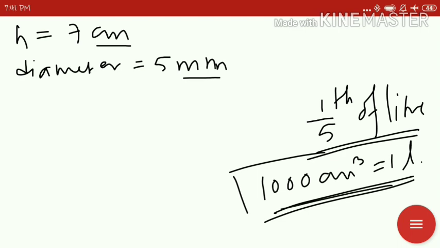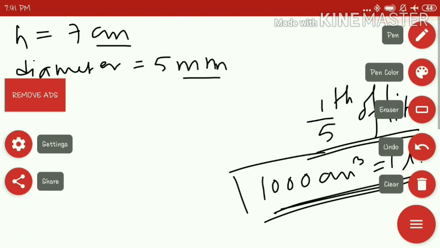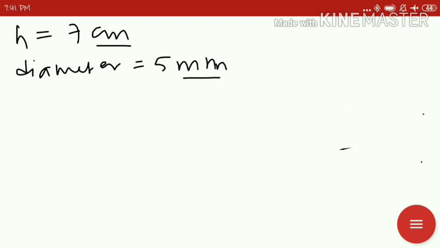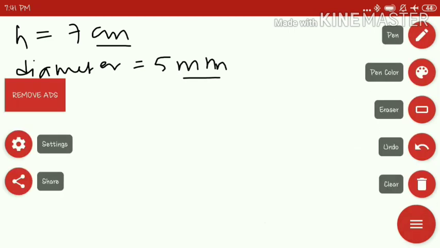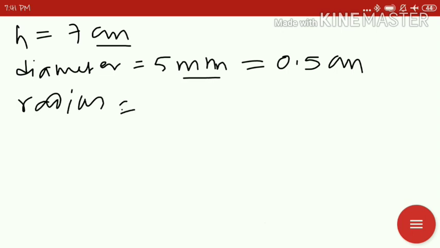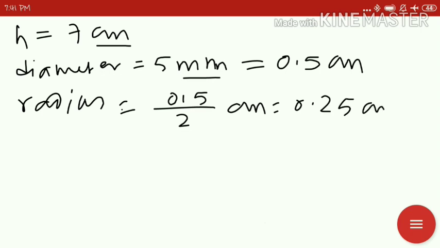Okay, so here we will take the diameter, which is given in millimeter, in centimeter. So 5 millimeter, if I convert into centimeter, we just have to divide it by 10, so it will become 0.5 centimeter. I hope you know the transformation of the units. Now the radius is half of the diameter, 0.5 by 2 centimeter, that is 0.25 centimeter.